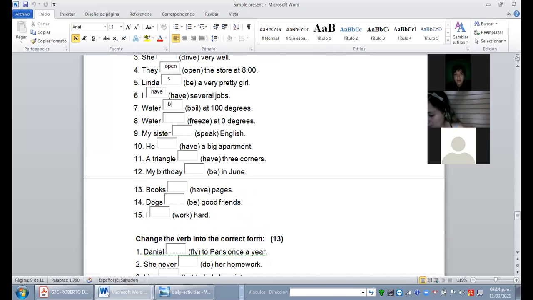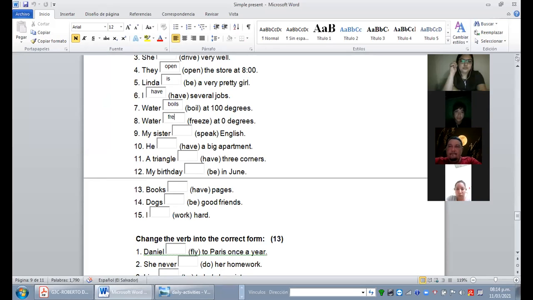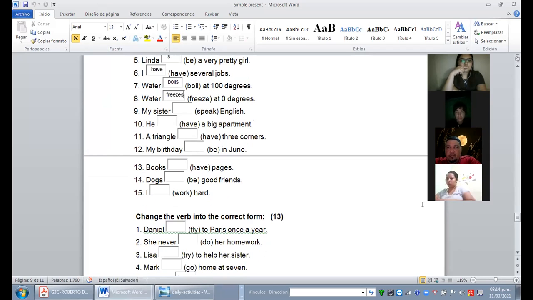Water boil at 100 degrees. Okay, but remember, water is third person singular. Instead of water, I use it. So it will be water boils, right? Because this is third person singular. Okay, Christina, number eight. Water freeze at 0 degree. Freezes, because water is third person singular. Very good. The next one, Mario.